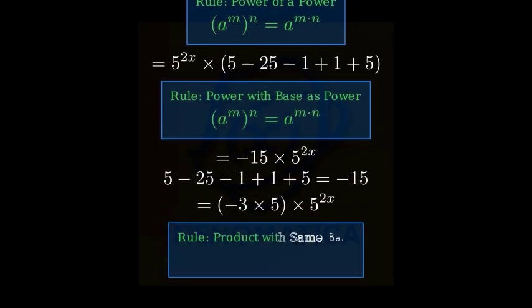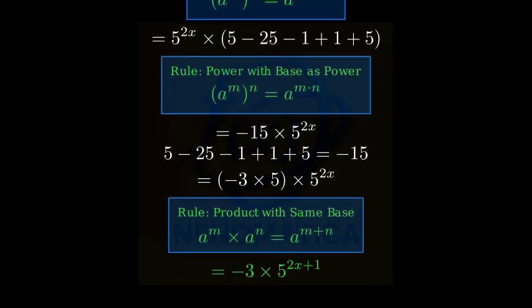We can further simplify this as negative 3 times 5, which is negative 15 times 5 to the power of 2x. Using the exponent rule again, we can combine 5 with 5 to the power of 2x, giving us negative 3 times 5 to the power of 2x plus 1.